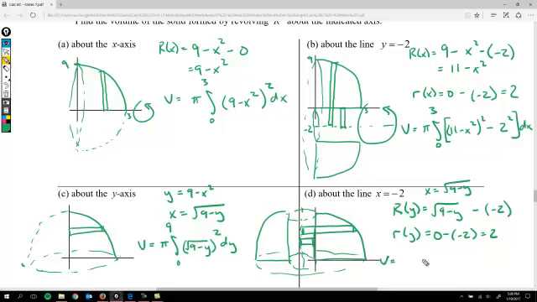Right, so I'm just going to plug these in for volume. So pi, going from 0 to 9 of my right, so my big R, so the square root of 9 minus y plus 2 squared, minus my little r, 2 squared. And all this is with respect to y, and this is 0.